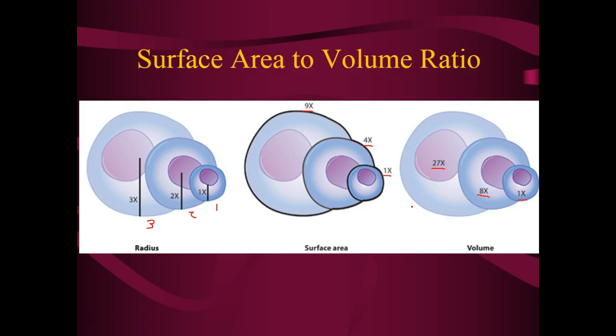And so which one increases faster? The surface area increases, but the volume increases faster. So this is volume, this is surface area. Surface area increases as we get bigger, but the volume increases at a faster rate. And so if the volume, which is our denominator, is going to increase faster than our numerator, it's going to decrease that ratio.